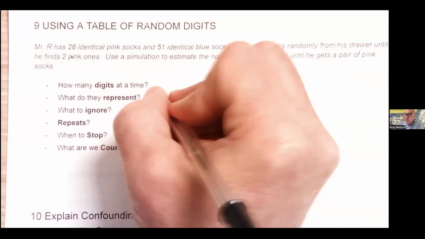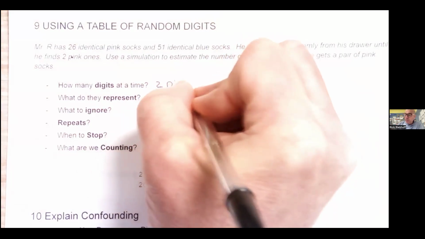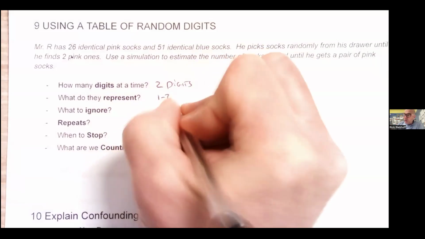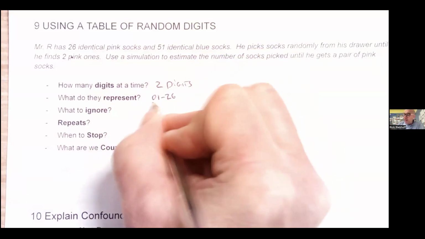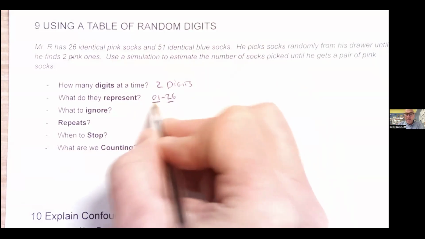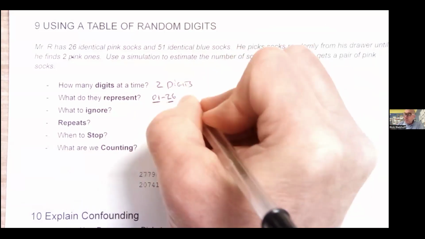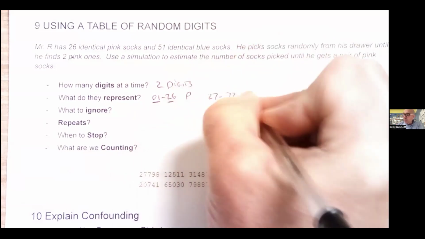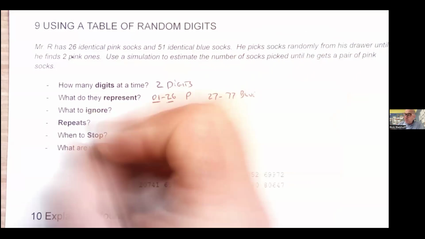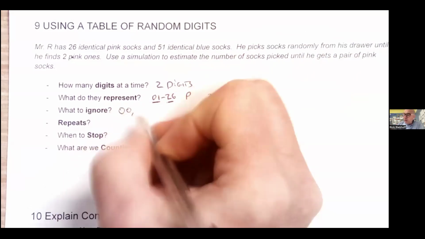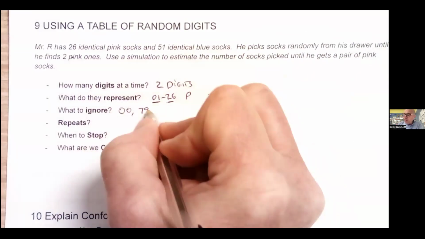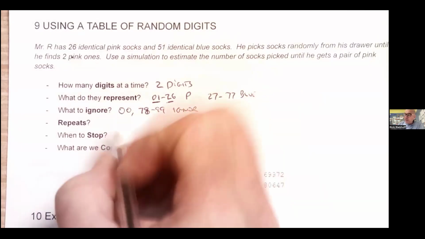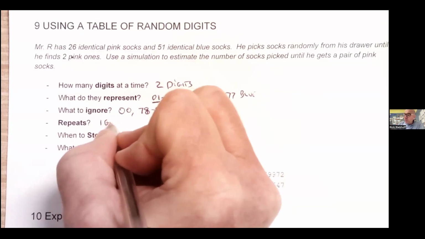So how many digits at a time? I'm doing 2 digits at a time. What do they represent? 26 pink ones. So 01 to 26. Don't forget that, we're doing 2 digits at a time, so I need to show 2 digits there. Those will represent pink. And then 27 to, I think, 77 will be blue. What am I ignoring? I'm ignoring 00. I'm ignoring 78 to 99.